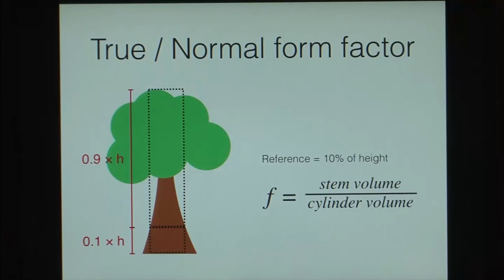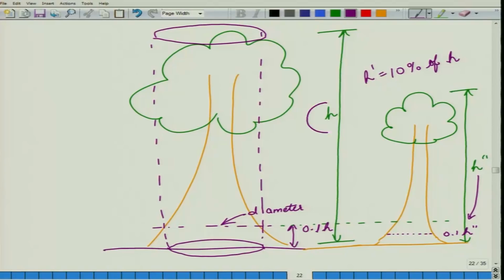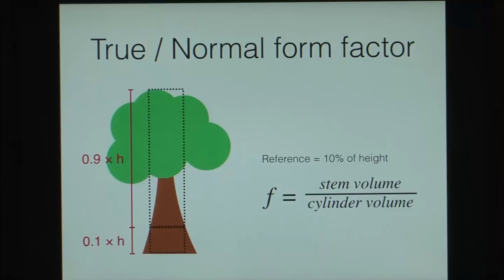However, in this case we first need to measure the height of the tree. From that we need to determine what is 0.1 h, and then we need to take this reference and do the measurements. So, this makes it a bit more intricate and a bit more demanding than the breast height form factor. So, the breast height form factor is the most commonly deployed form factor in the case of forestry.